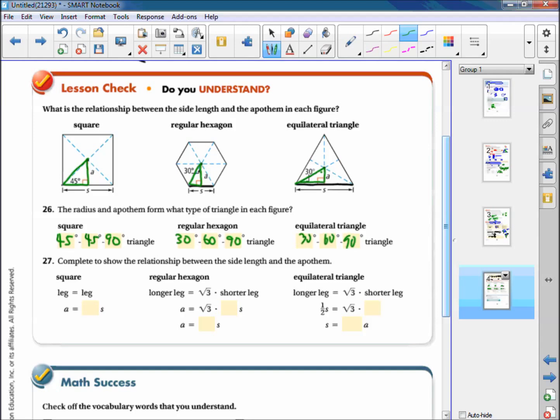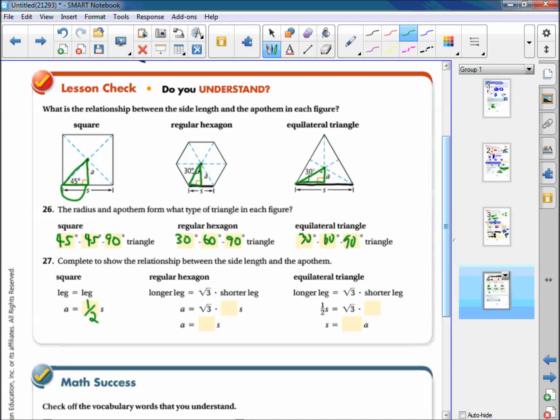Okay. All right, complete to show the relationship between the side length and the apothem in each case. So in our square, the apothem is exactly half of the side length. Okay, because we could cut the side length in half to form our triangle. And we know that for a 45, 45, 90 triangle, the two legs should be the same. So the apothem is going to be half of our side length.